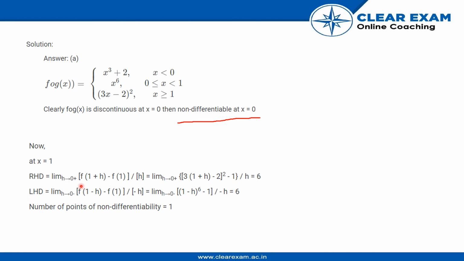Similarly, we can do the same for LHD. For the denominator, h is greater than 0, h tending to 0 from the positive side. We put in the terms and, when we simplify enough, we get the value 6 again. So the number of points of non-differentiability is only 1, because it is differentiable at x equal to 1 but non-differentiable at x equal to 0. Thank you.